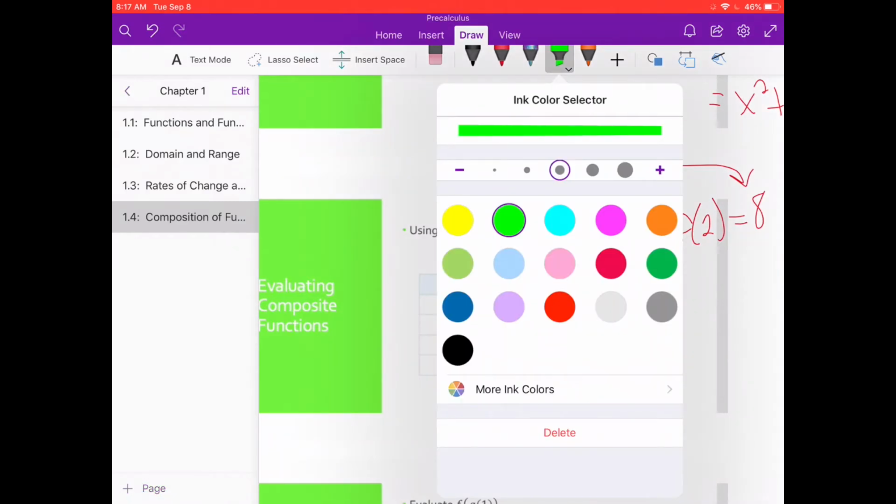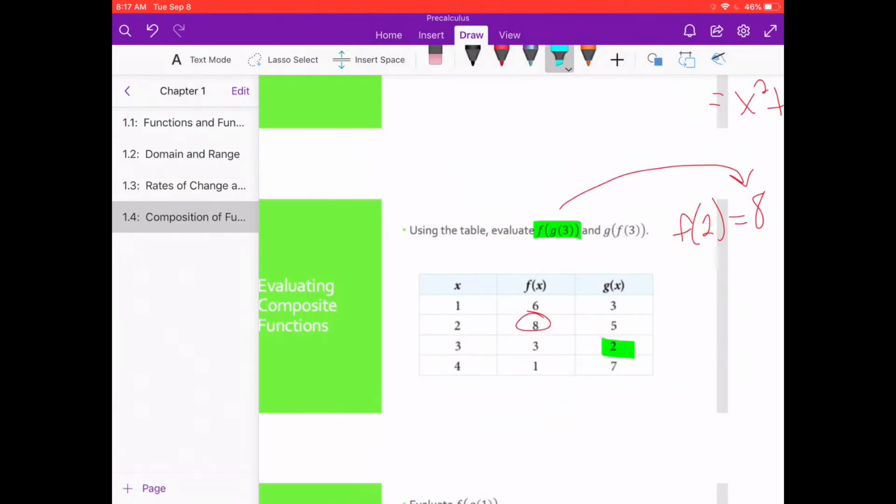All right, now let's try that with the other one. So g of f of 3. We need to find f of 3 first. Go down the x column to 3, over to f, and I get 3. So I want to find g of 3. I'm going to go down the x column to 3, go over to g, gives me 2. So the answer is 2.